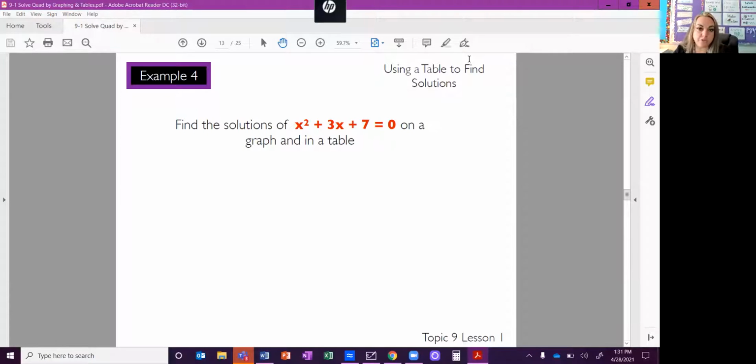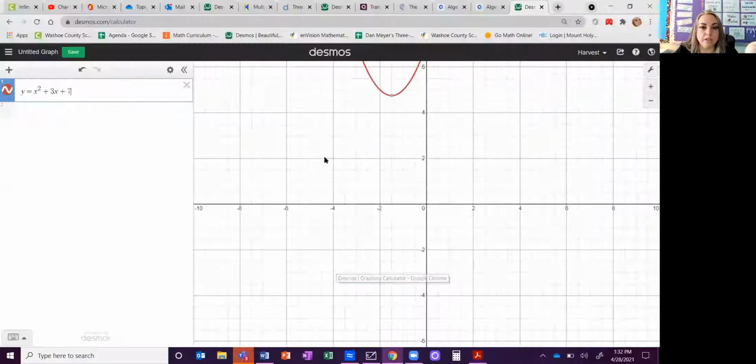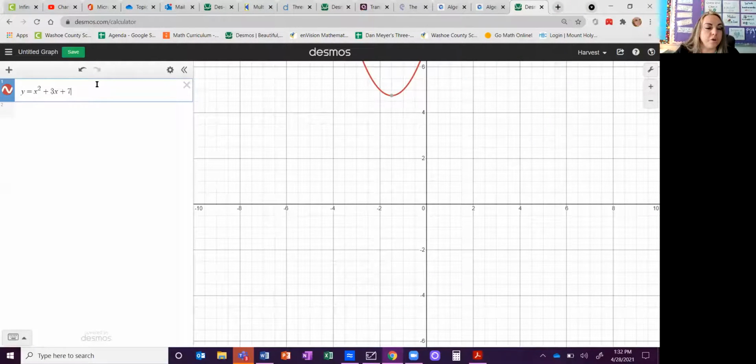So this is part 2 for lesson 9.1 on solving quadratics using graphs and tables. This fourth example that I'm going to show you is how to find the solutions on the graph and also in the table that goes with the graph. So we're not going to use this exact equation in Desmos. We're going to do y equals, because we need an actual function that's going to show multiple solutions. So we're going to do y equals x squared plus 3x plus 7.